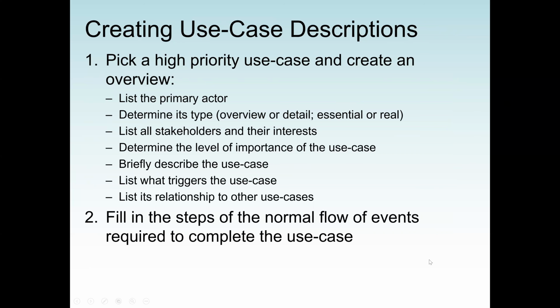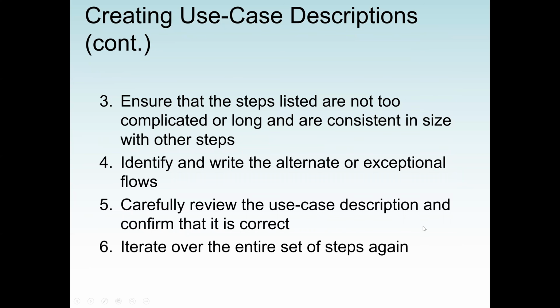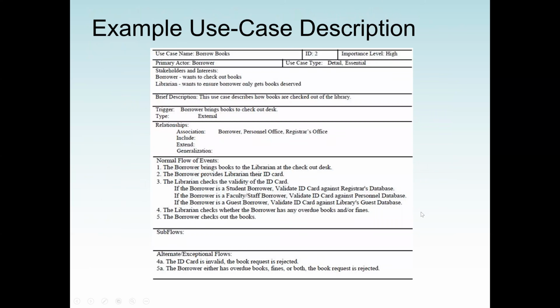Then fill in the steps of a normal flow of events required to complete the use case. We also ensure that the steps listed are not too complicated or long. We should make them as simple as possible, and they should be consistent in terms of size with other steps. We should also identify and write the alternate or exceptional flows. Carefully review the use case description, confirm that it is correct. And we also have to iterate, go over the entire set of steps again. Make sure everything is correct and cross-check.